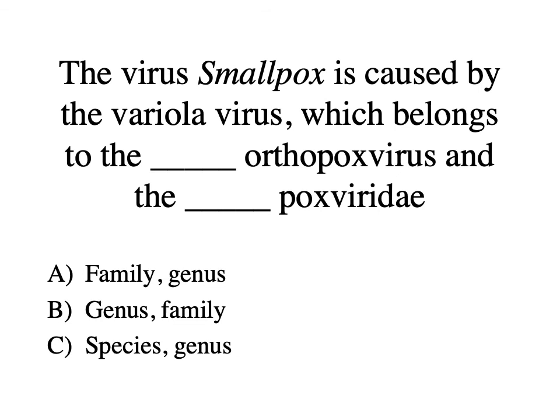Let's look at this slide. The virus smallpox is caused by the variola virus, which belongs to the blank orthopox virus and the blank poxviridae. Remember, we're looking for the genus, the family, maybe the species. If it ends in virus, that is the genus. If it ends in viridae, that is the family. So it has to be B. The variola virus belongs to the genus orthopox virus, and the family poxviridae. Virus means genus, and if it ends in viridae, it's family. So the answer is B.